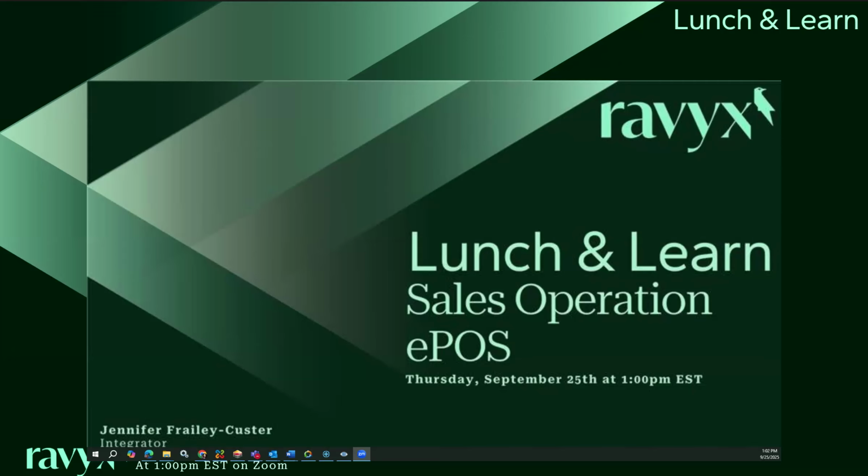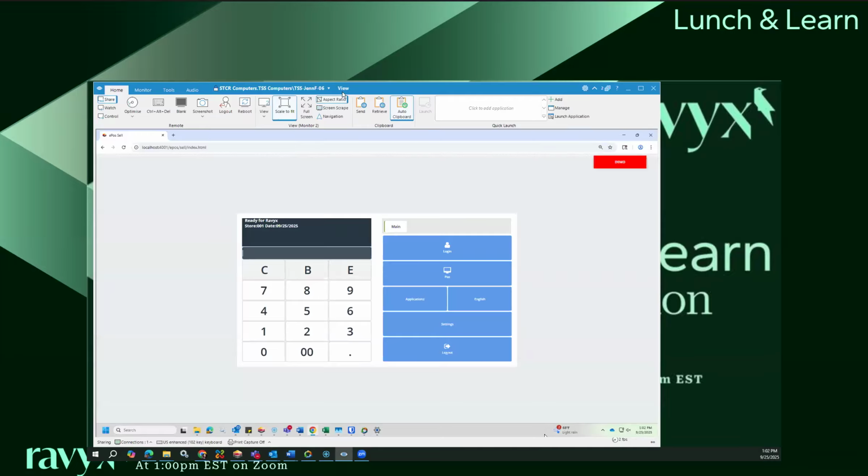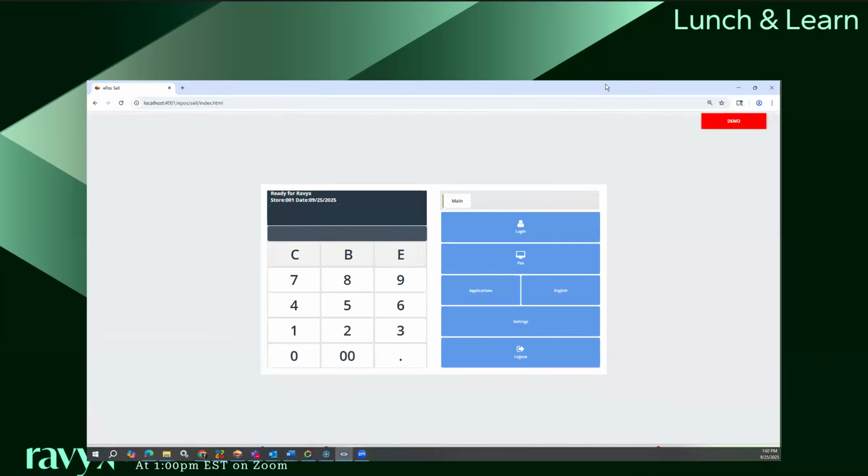So I'm going to go ahead and bring my register up here. Let me just go ahead and go full screen so it's a little easier to see. So this is the login screen. You can see it's very clean. It is running from a web browser. So again, with the same idea as Ravyx, you don't have to install an application. It's got that light install. You can run this from Google Chrome. You can run it from Edge and run your point of sale operations.